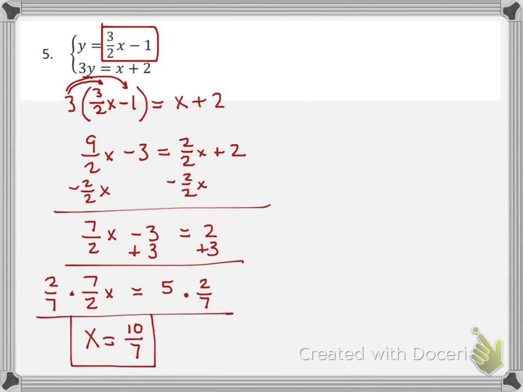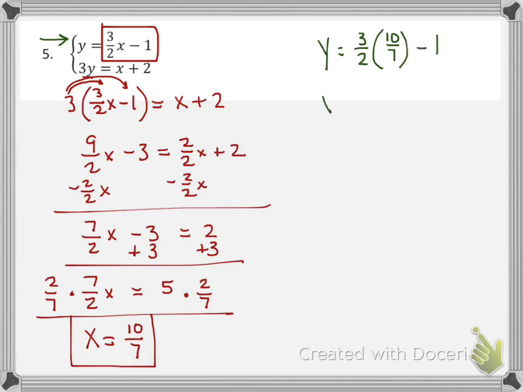Now I need to solve for y. So I'm going to take that 10/7, which is an x value, and every time I see an x, I'm going to plug in 10/7. And I can use either one of these equations. I'll just use the first one. It can be either one. Rewrite it. Y equals 3 halves times x, which is 10/7, and then minus 1.